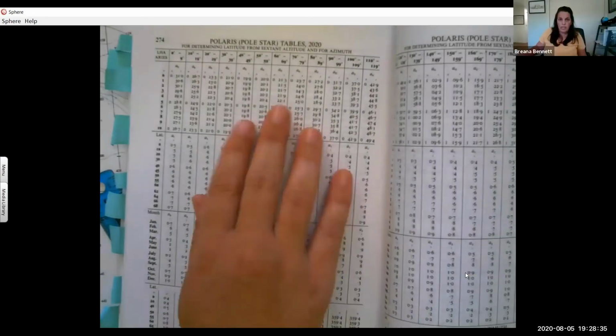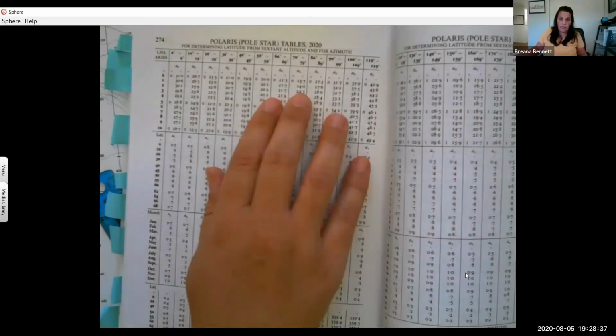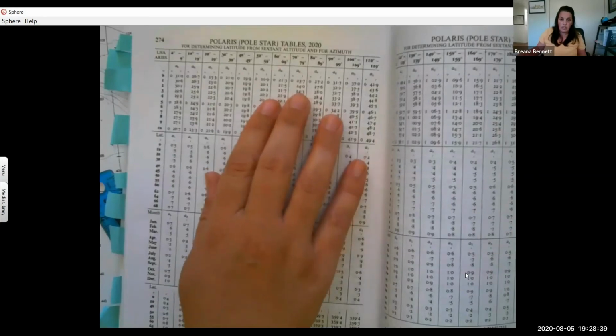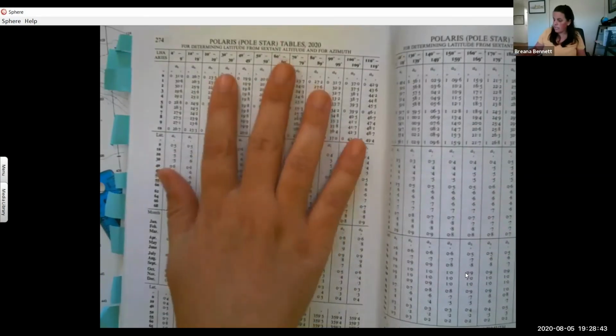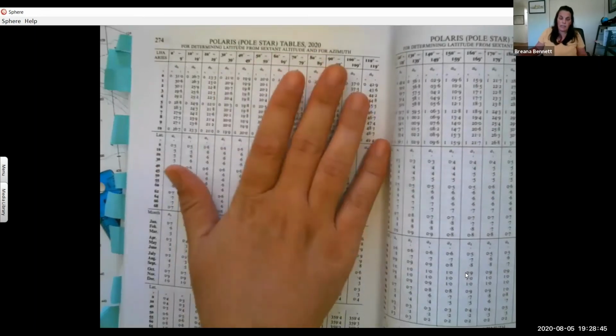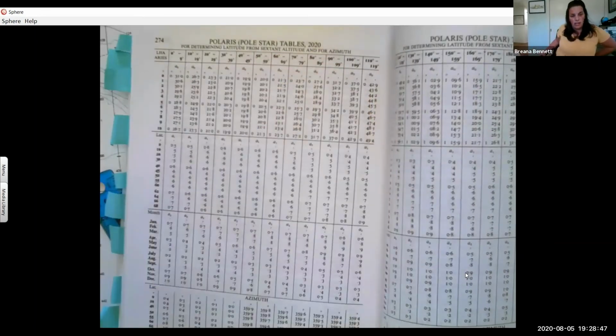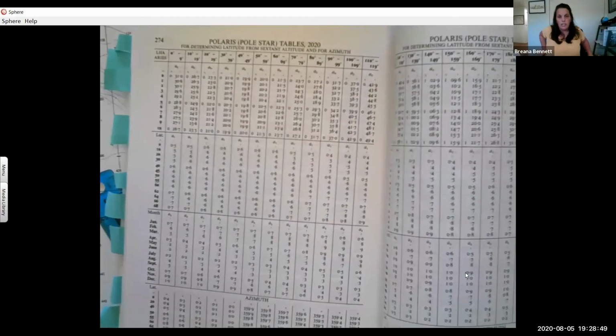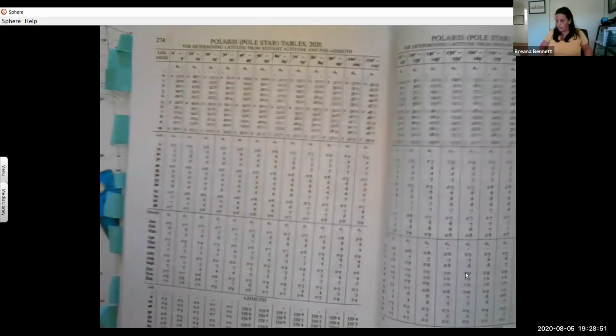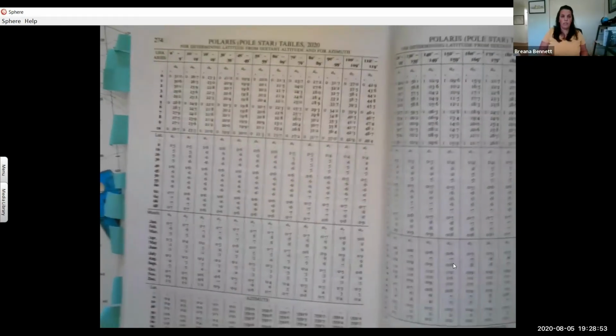And this is going to be our Polaris tables for determining latitude from sextant altitude, and for azimuth. We're not going to go into azimuth in this class, but for latitude, we're going to go into it.